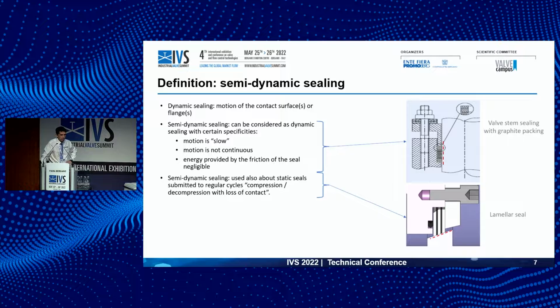The semi-dynamic sealing is also dynamic sealing, but with certain specificities. Normally, we consider that the motion first is very slow. Okay, that means a very slow movement. Probably at this speed, like I show with my hands, it would be the maximal speed we can figure out. The motion is not continuous. For example, it's an opening, closing, and after it stops. It's not a continuous motion. And generally speaking, the energy provided by the friction of the seal is negligible.